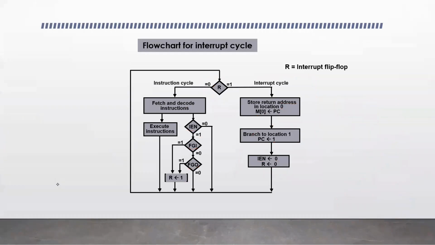Hope you have understood this. Let me explain this again. R is the interrupt flip-flop. The value of it is 1 when there is an interrupt. When there is no interrupt, it is 0.